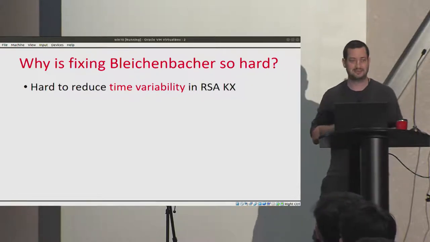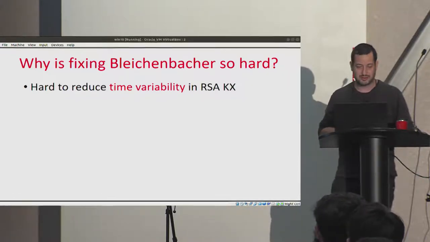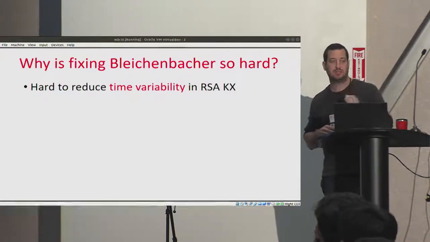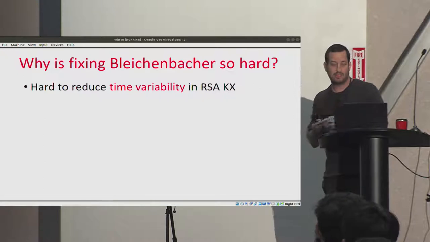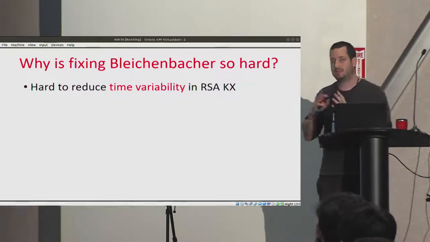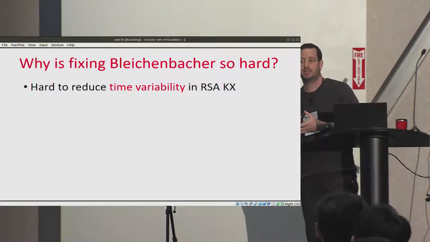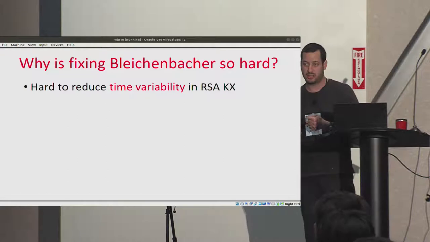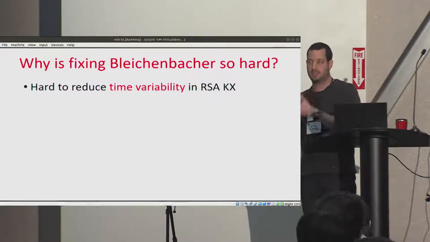We still see it in 2019. And the reason is that it's very hard to reduce the time variability when you do RSA key exchange. So basically, the main goal that we want to achieve is that no matter what the PKCS verification function returns, if it's one or zero, the TLS engine should continue in the same manner.